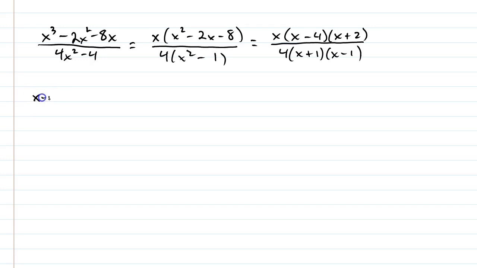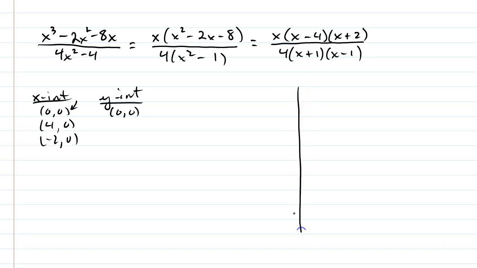So let's talk about x-intercepts. We're going to have (0, 0), (4, 0), and (-2, 0). For the y-intercepts, if I plug 0 in, I actually get (0, 0). And if you're paying attention, you would have known that already, because the x-intercept of (0, 0) means it is also a y-intercept. That just happens sometimes. Alright, so x-intercepts and y-intercepts are taken care of.